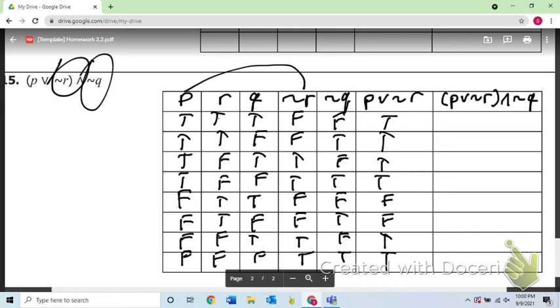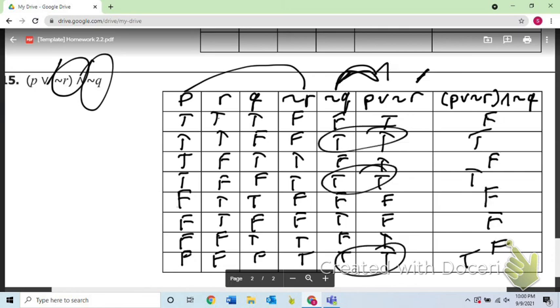So now we compare that column we just made to not Q. And we ask, when are not Q and P or not R, so these two right here, when are they both true? They're both true 3 times, and the other 5, one of them is false. And that's it for that assignment.